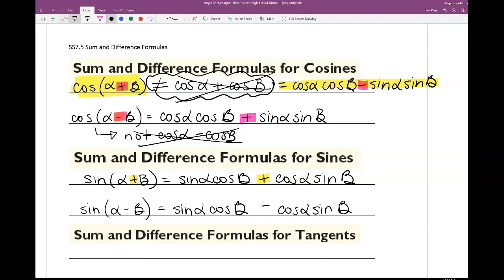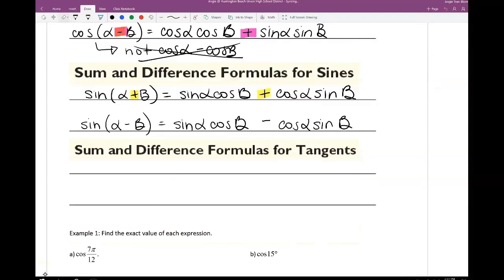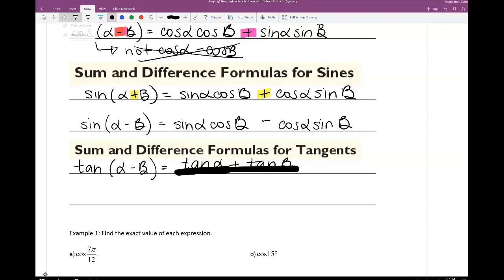The last two formulas are for tangent. Tangent of alpha minus beta is, now this is going to be a fraction, so I'm going to be very cautious writing this slowly. Tangent of alpha plus tangent of beta. Now all of this, let me make this line fatter. All of this is divided by, that doesn't look so good.